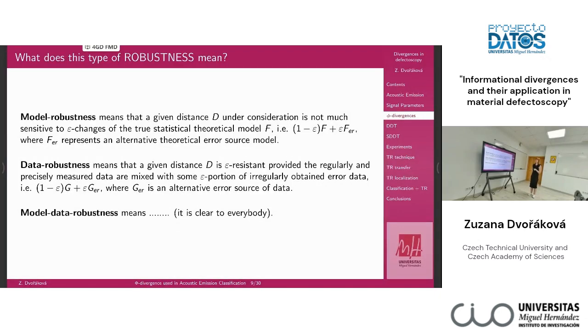So what does this type of robustness mean? In other words, model robustness means that the given distance under consideration is not so sensitive to epsilon changes of the true statistical theoretic model. And data robustness means that if we mix our data with some epsilon portion of some error data, the distance doesn't change so much. And model data robustness is a combination of these two.